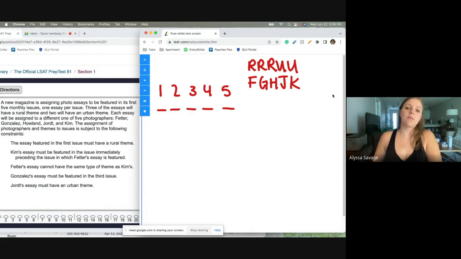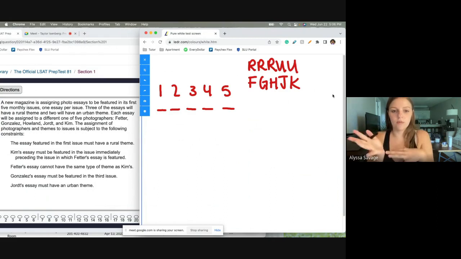So this is what I mean by it's a double sequencing. We first have to pair them up and then order them. So we're going to have to figure out which issue is a rural and an urban one, and then furthermore, figure out which photographer is doing which one.